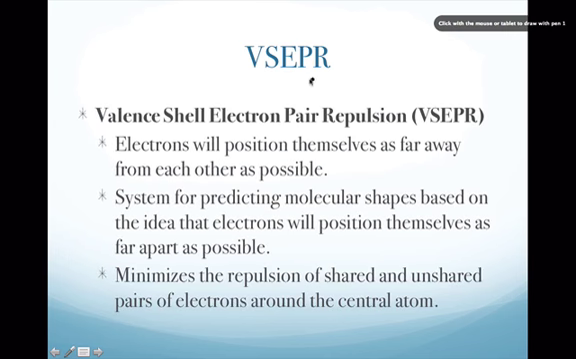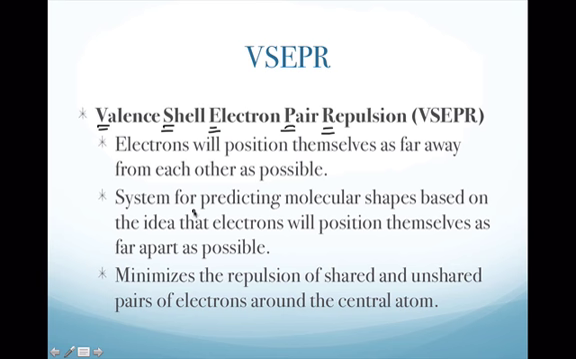So this VSEPR theory stands for valence shell electron pair repulsion. And that's a lot of words, so the VSEPR theory. What it says is that electrons are going to position themselves as far away from each other as possible. So remember, electrons are negative and they're going to repel each other, and they're going to get as far away from each other as they can.